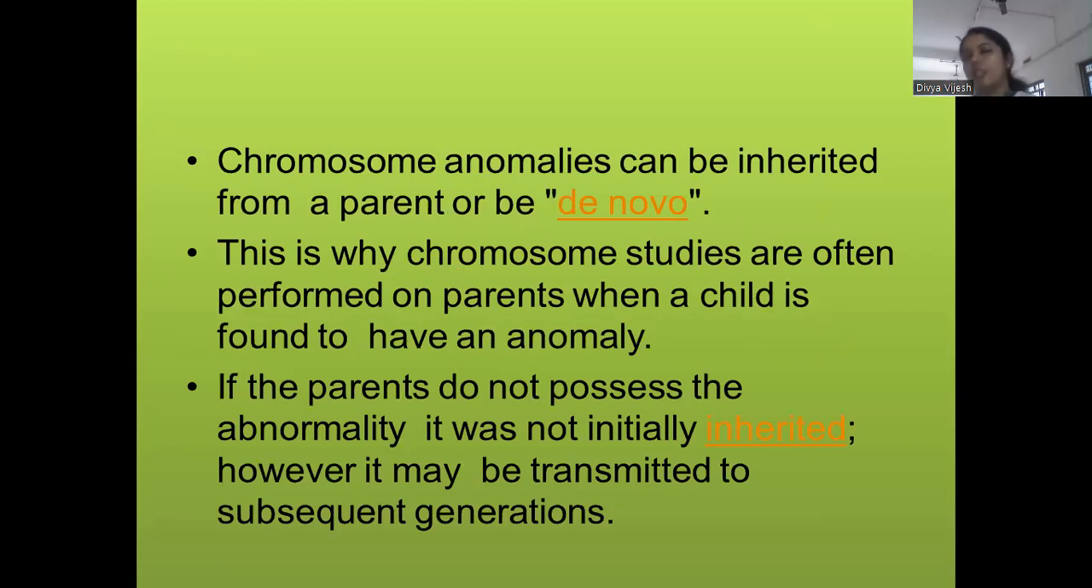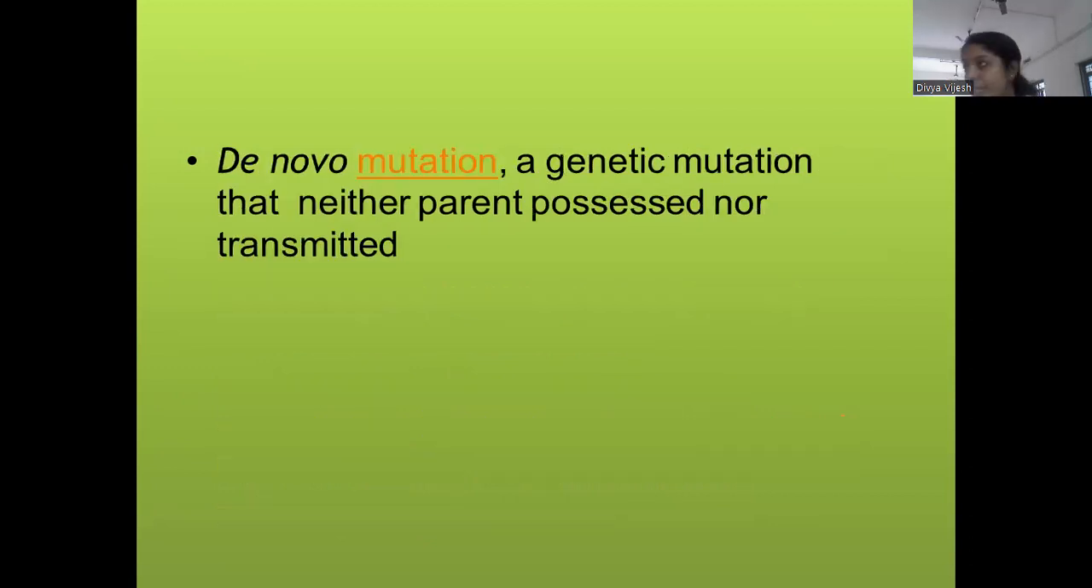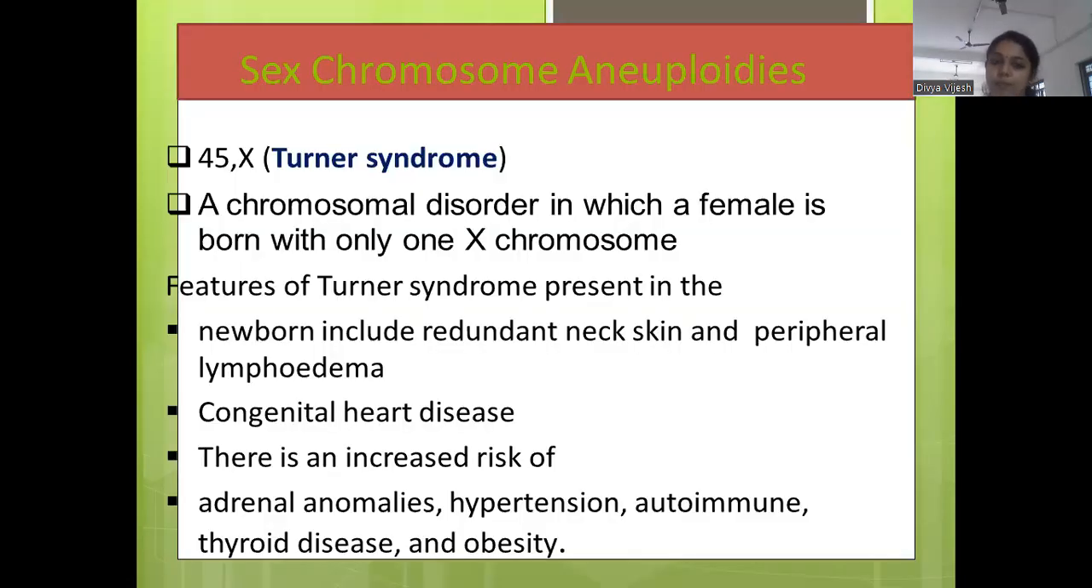Chromosome anomalies can be inherited from a parent. This is why chromosome studies are often performed on parents when a child is found to have an anomaly. Now we have so many genetic studies; when the child is in the womb, we can find out whether there is any abnormality. If the parents do not possess the abnormality, it was not inherited. However, it may be transmitted to subsequent generations. A de novo mutation is a genetic mutation that neither parent possesses nor transmitted.